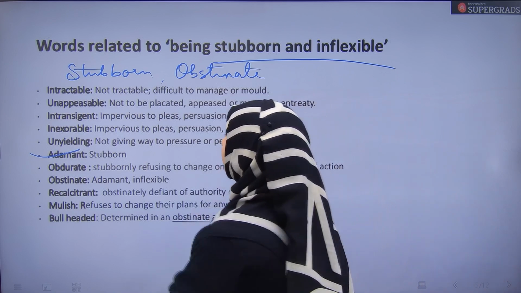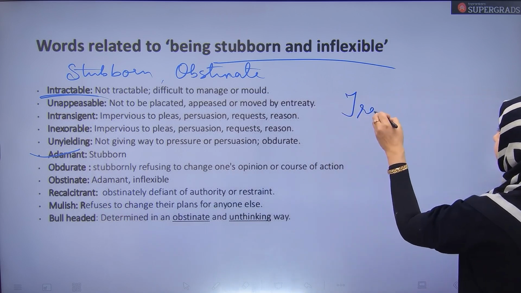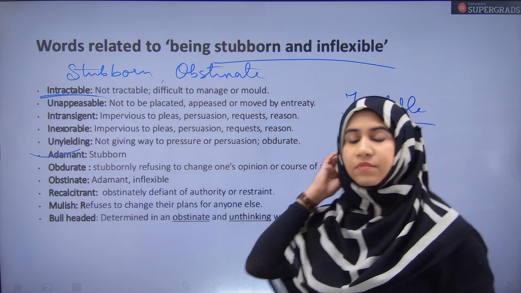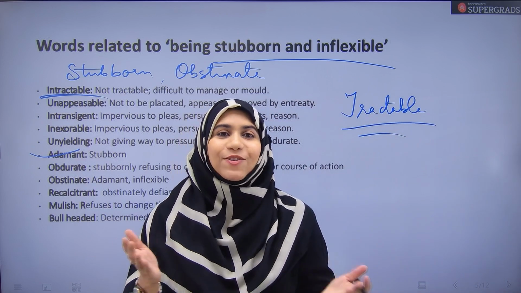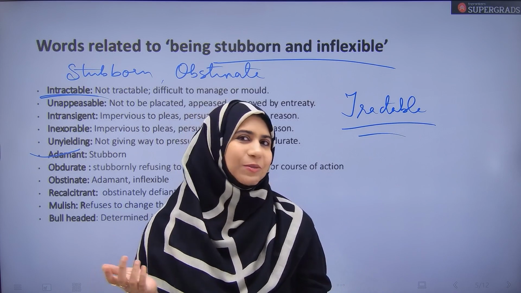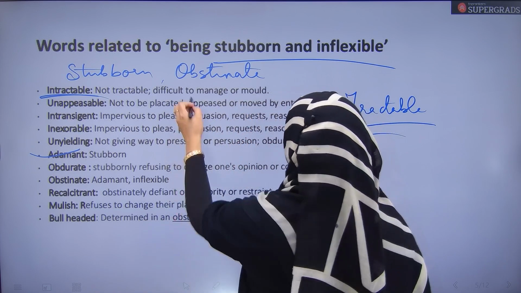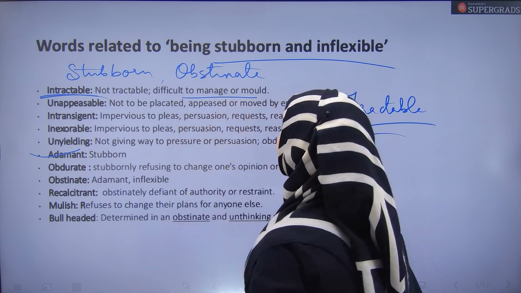Okay, so here we go. Intractable. We even have a word which is called tractable. So when someone is tractable, they are manageable, they can be controlled. But if you are intractable, you cannot be controlled, you cannot be managed, right? So these are the people who are very difficult to manage or mold. Is this clear? Will you remember this?